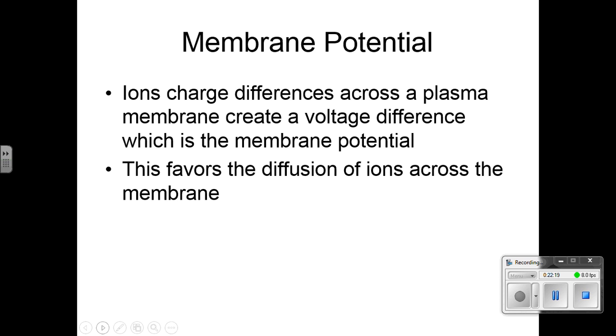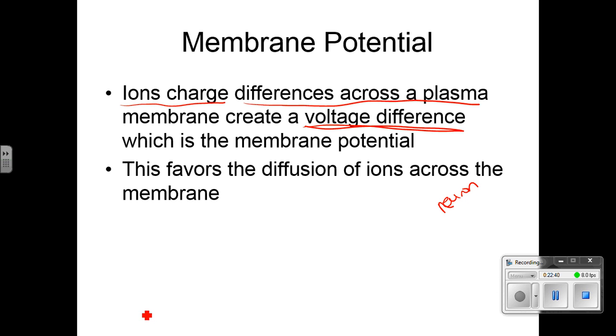A membrane potential is where ions' charge has a difference across a plasma membrane, and that creates a voltage difference. Think of it kind of like a battery, which is the membrane potential. This favors the diffusion of ions across the membrane. This is important again in a neuron.